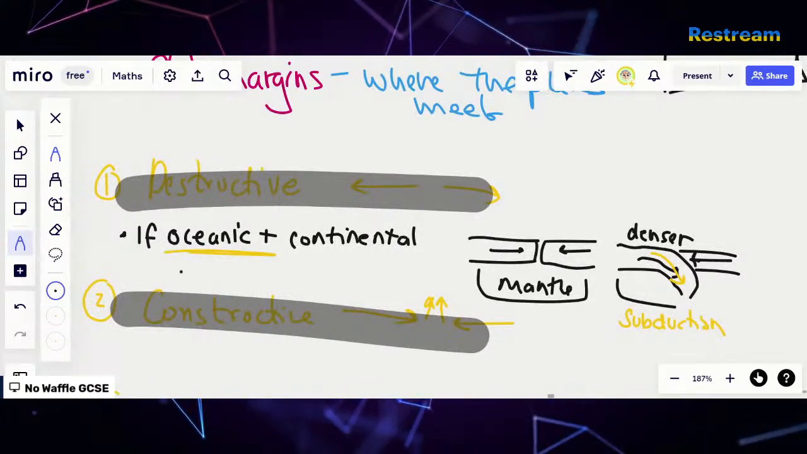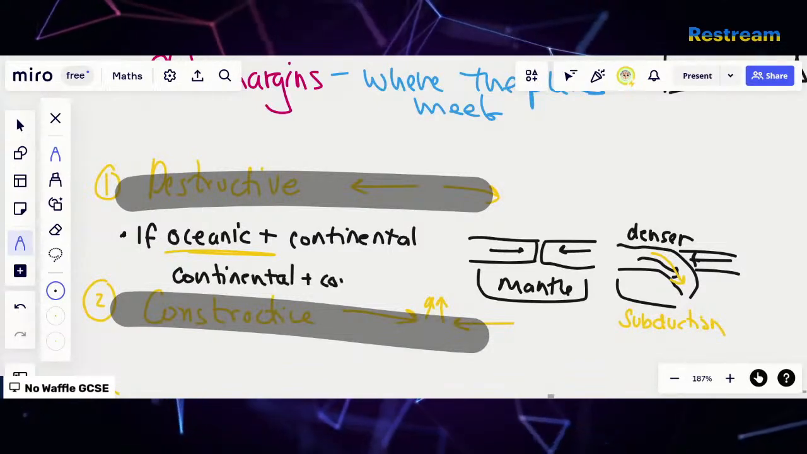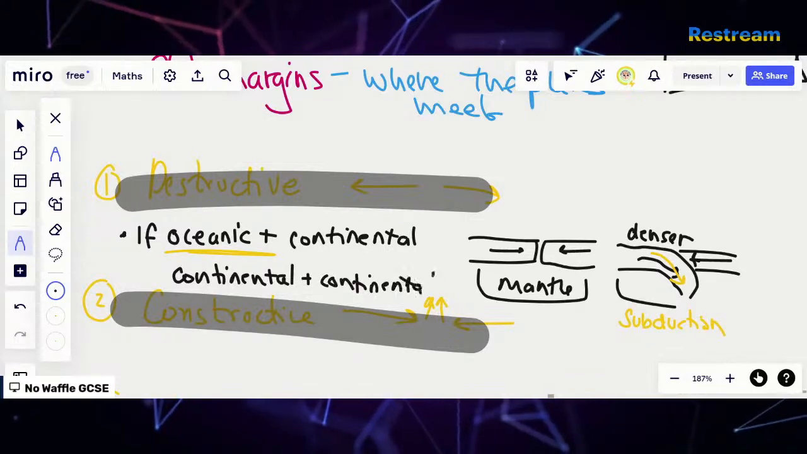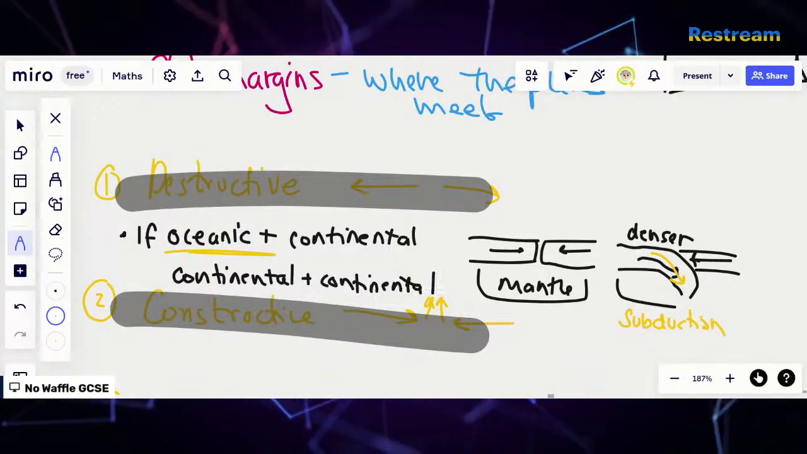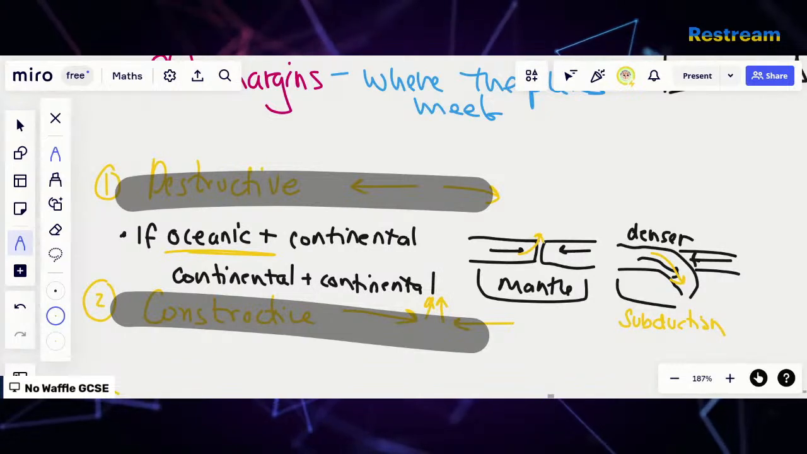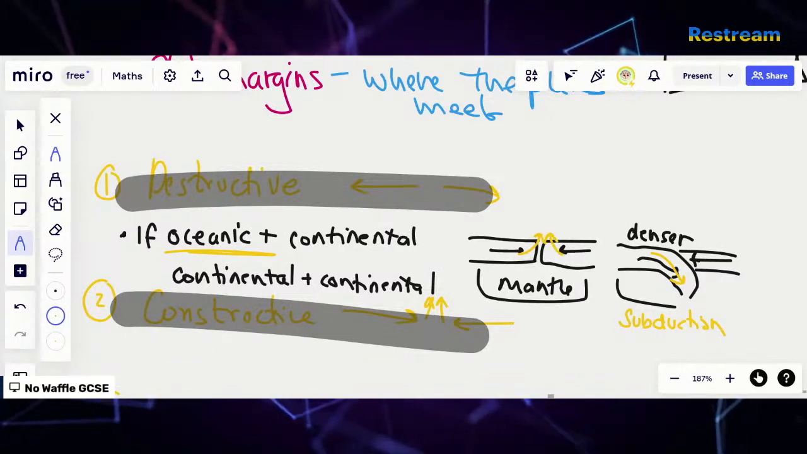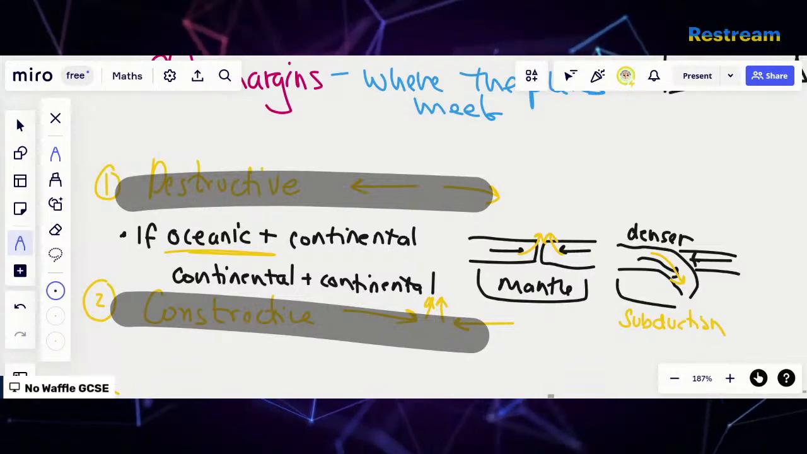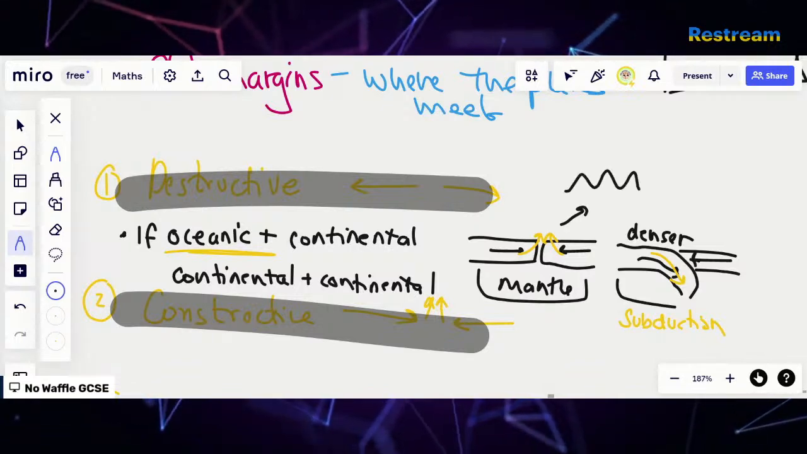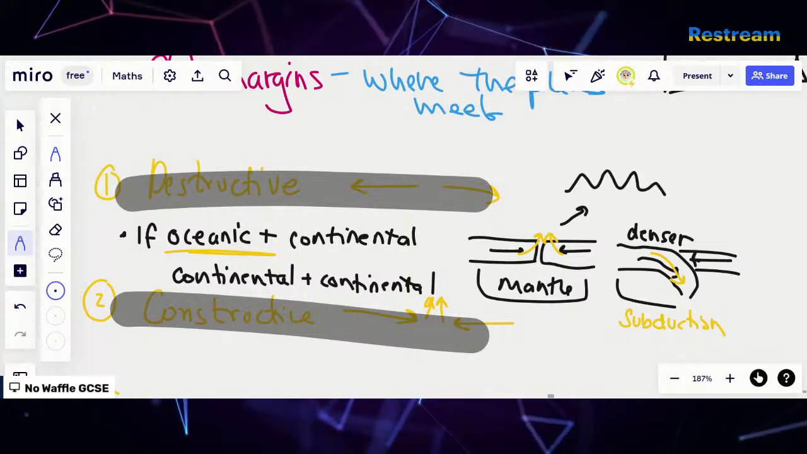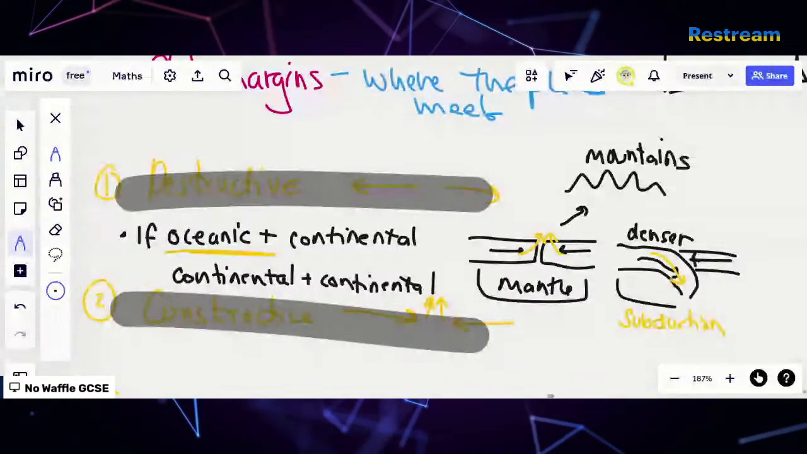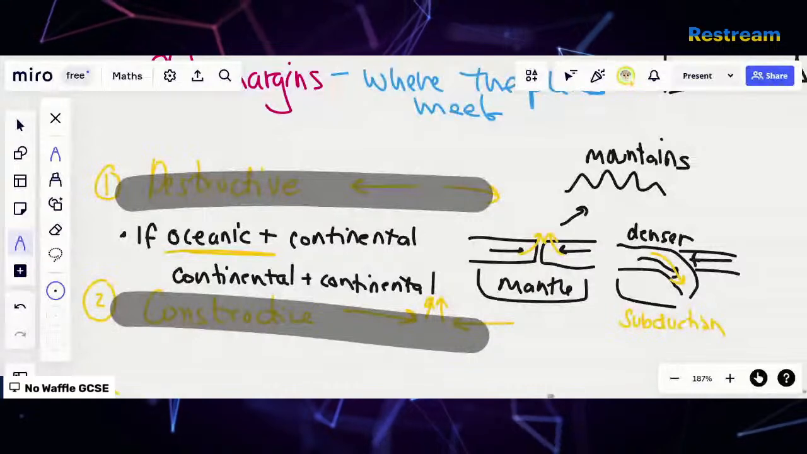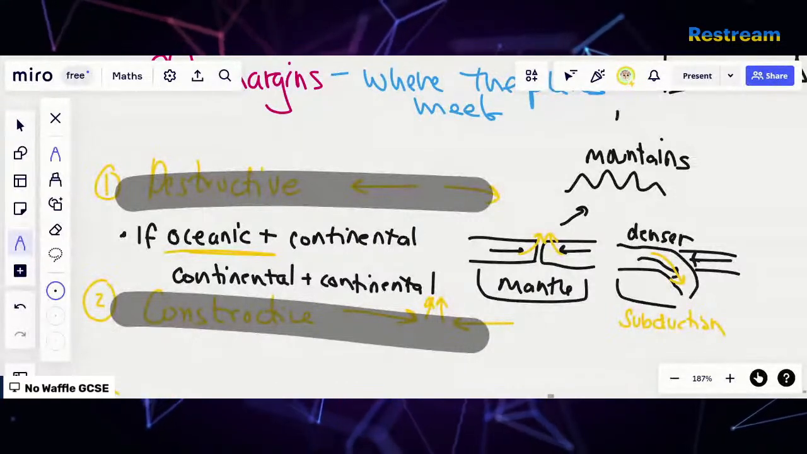But what if we had continental and continental? This means that they are roughly the same thickness. Now, when they're roughly the same thickness, what happens is none of them want to subduct, so they actually both move up like this. And then they create ripples in the land surface, which is what we call mountains. They fold. So that's why mountains are often created on destructive plate boundaries. We call these fold mountains.